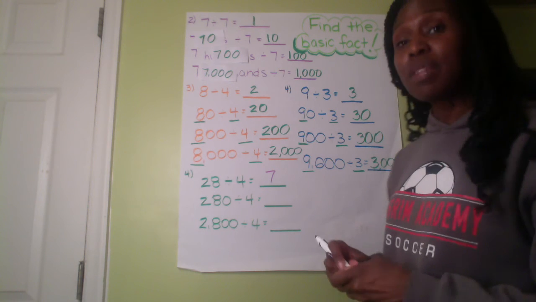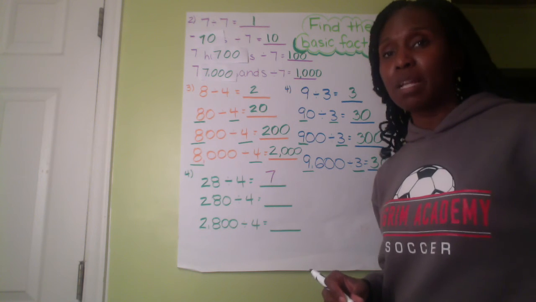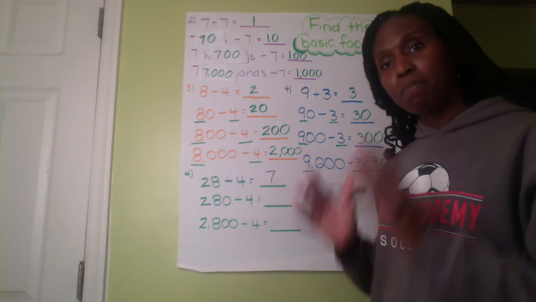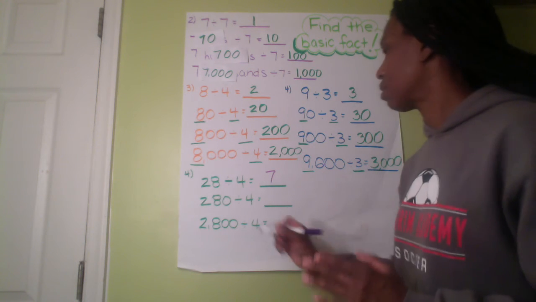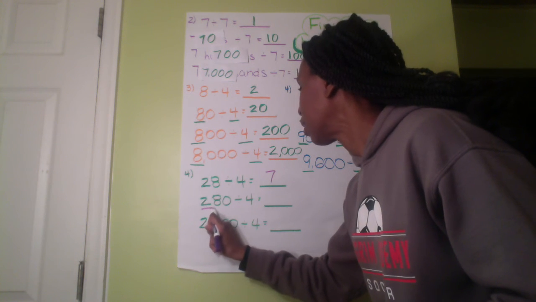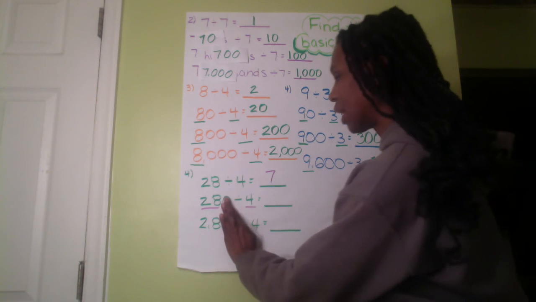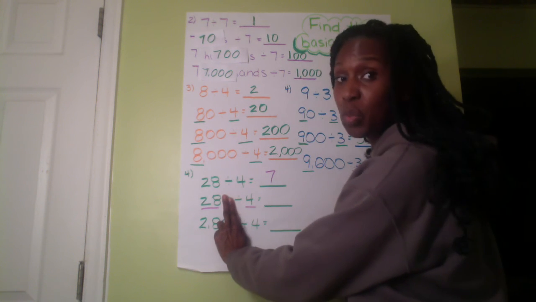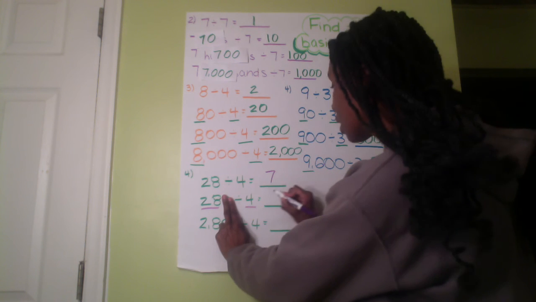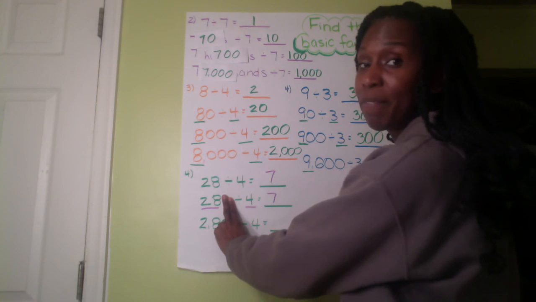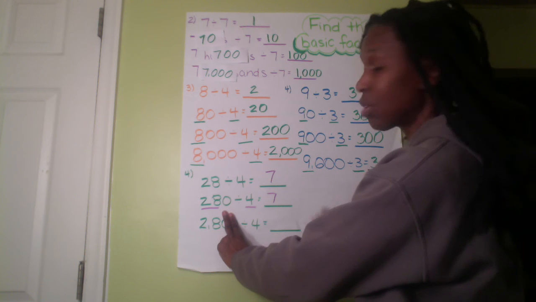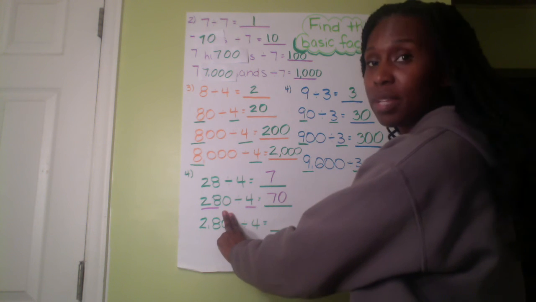All right, so let's go on to the next one. 280 divided by 4. Find the basic fact. Here's 28 right here. And here's my 4. Okay. So 28, let me use 2 fingers. 28 divided by 4 is 7. I remove my fingers, and there's 1 zero there. So I need to put 1 zero in my answer.